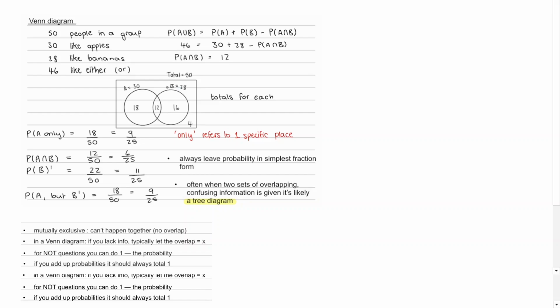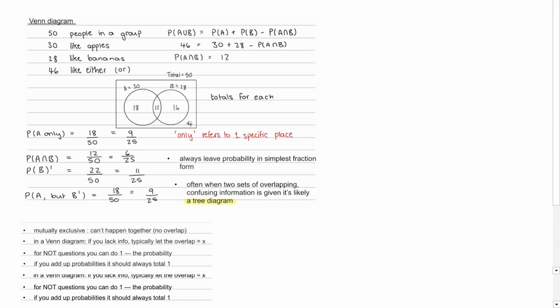28 like bananas. Already, if you're new to Venn diagrams, you might think there's issues because that already adds up to 58, which is more than that. But it's fine because there are overlaps. 46 like either. So all that's telling us is that 4 people don't like apples or bananas.